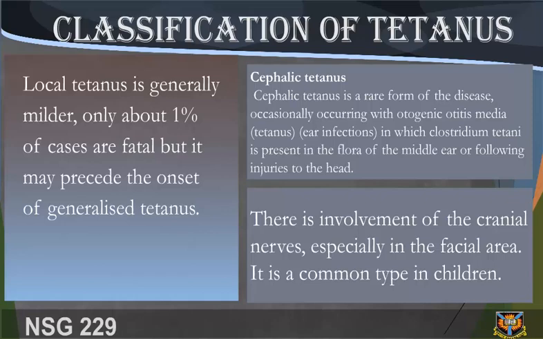Cephalic tetanus. Cephalic tetanus is a rare form of the disease, occasionally occurring with otogenic tetanus, ear infections, in which Clostridium tetani is present in the flora of the middle ear, or following injuries to the head. There is involvement of the cranial nerves, especially in the facial area. It is a common type in children.